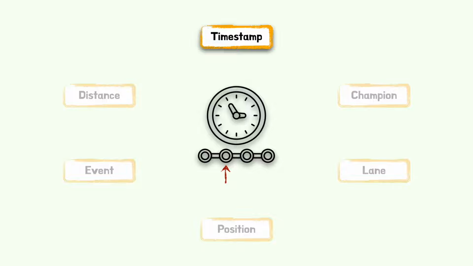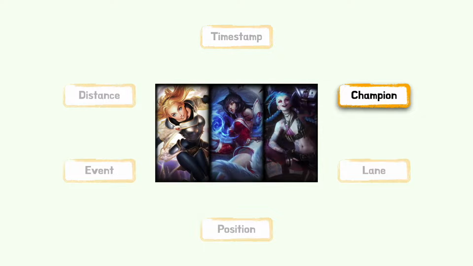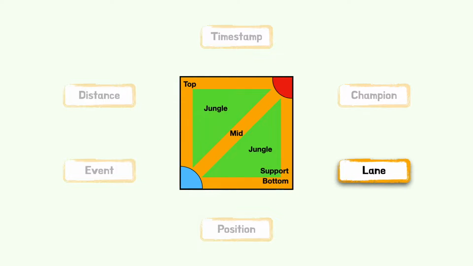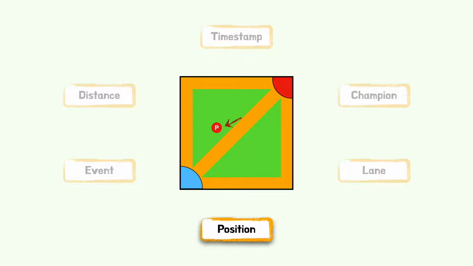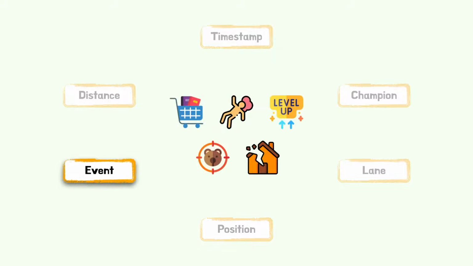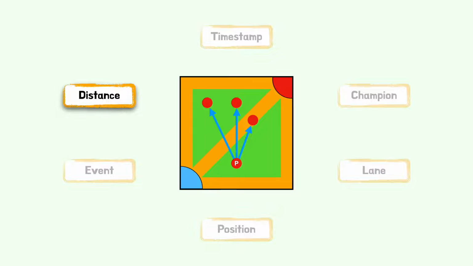Timestamp is the time point at which the event occurred. Champion is a character chosen by a player. Lane is a chosen lane of the player. Position is the player's location on the map when the event occurs. Event is the type of events such as champion kill and its weight. Distance depicts how much the player is isolated from their teammates.